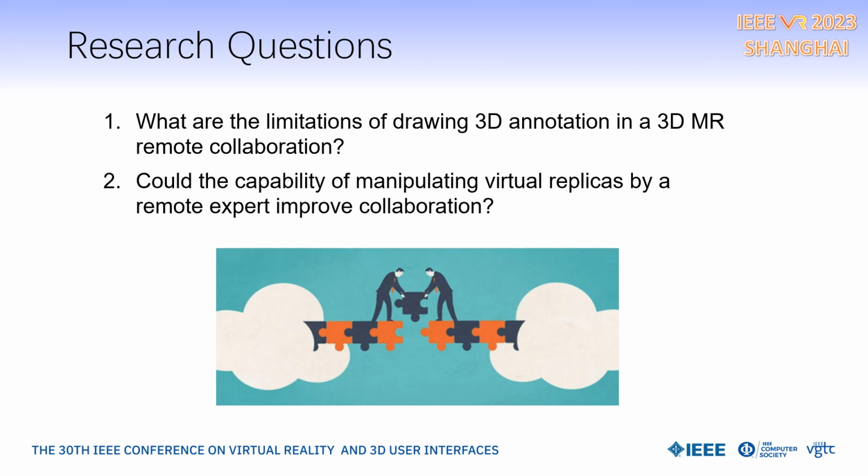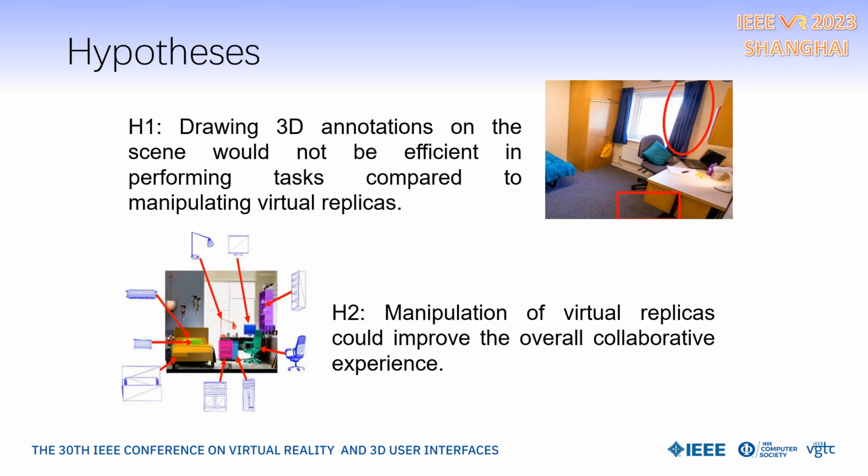In order to fill the research gaps, we put forward two research questions. The first question is, what are the limitations of joint 3D annotation in a 3D mixed reality remote collaboration system? The second question is, could the capability of letting the remote expert manipulate the virtual replicas improve the collaboration between the local user and the remote expert?